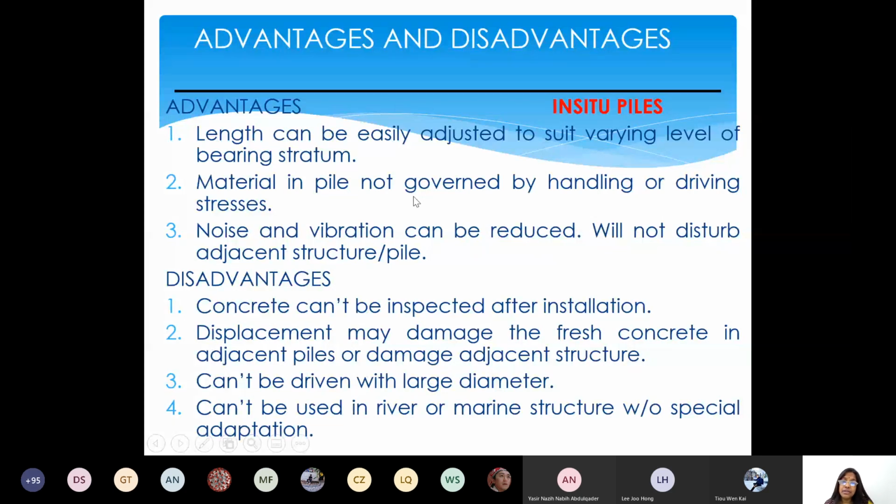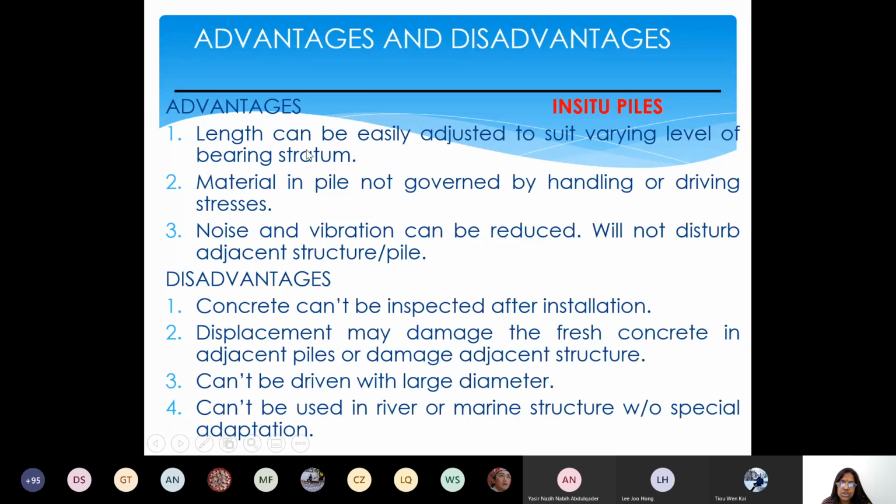Here the material in the pile is not governed by handling or driving stresses. So you can avoid handling issues because you're going to construct on site. Noise and vibration can be reduced, and it will not disturb adjacent structures, right? You're going to pour, so hardly any vibration, just the machine which is mixing concrete or the material which is being poured. It may be chemical. Sometimes for short piles, they use chemicals to form the ground. With chemicals and short foundations it is even easier, no noise, and you can have proper control. So these are the advantages of casting in situ, right?